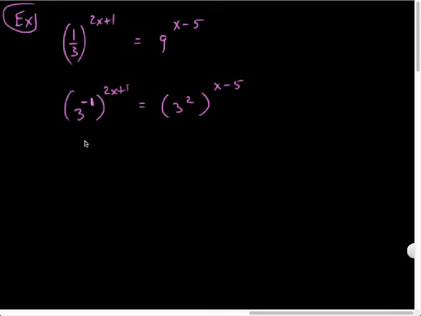Power to power, I'm going to multiply those. Now, when I do so, recognize that this whole thing is going to have to be multiplied by -1. This whole thing is going to have to be multiplied by 2. All right, a little bit crazy, like I said, a little loco. So this is the same as 3 to the -2x minus 1 equals 3 to the 2x minus 10.